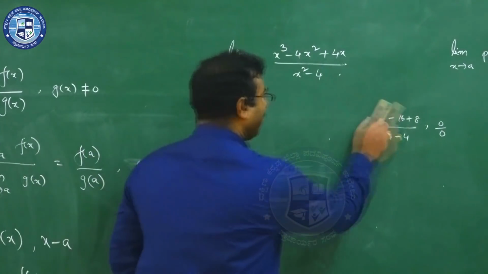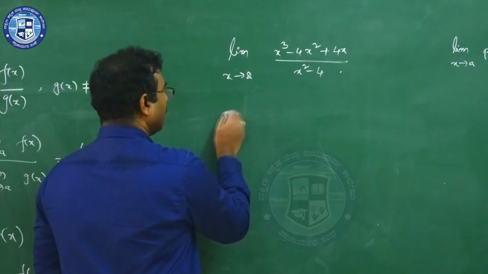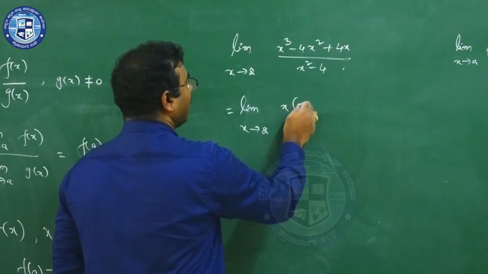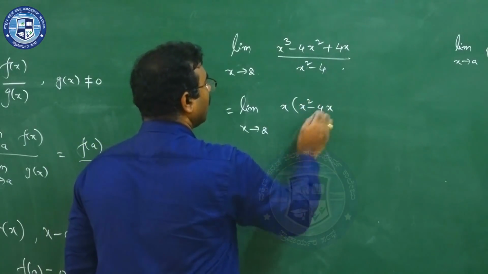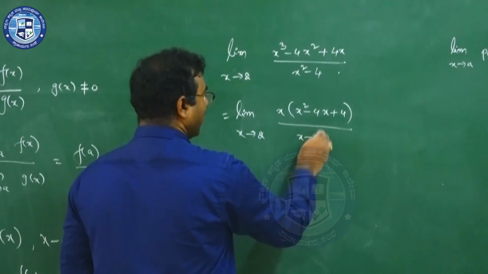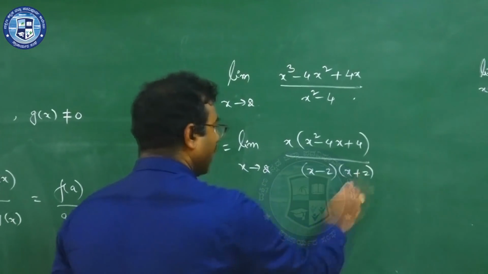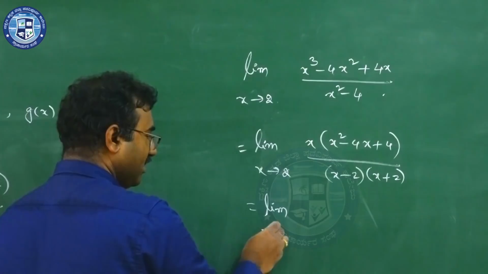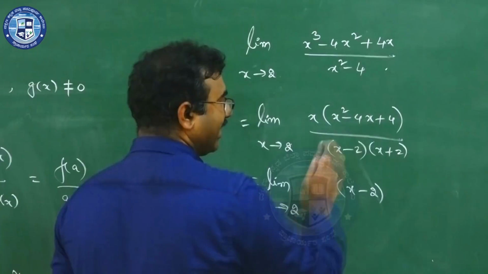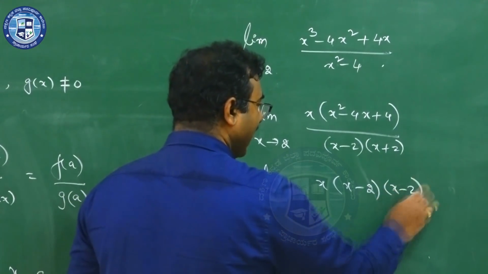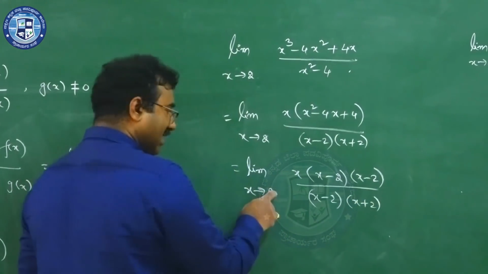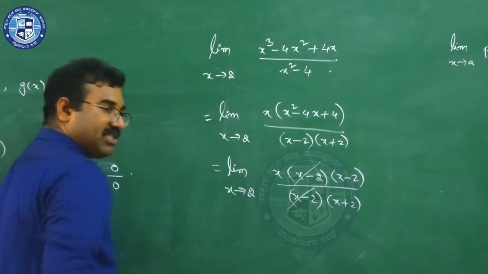Now, you try to identify that x minus 2. So, limit x tends to 2, we factorize this: x we take common, x square minus 4x plus 4, divided by x square minus 4, which we can write as x minus 2 into x plus 2. So, limit x tends to 2, x into x minus 2 the whole square, right. So, x minus 2 into x minus 2 divided by x minus 2 into x plus 2. As x is coming close to 2, you can cancel this x minus 2.